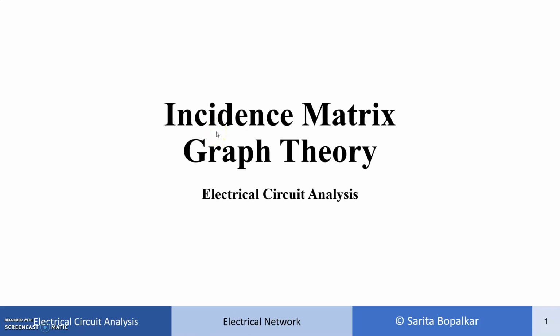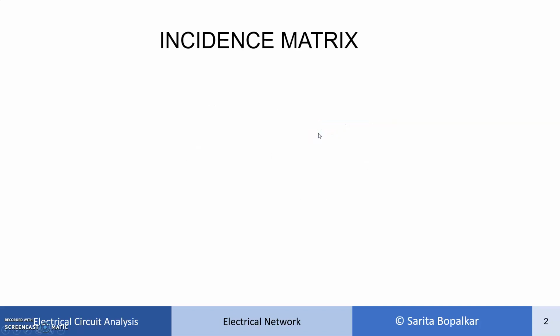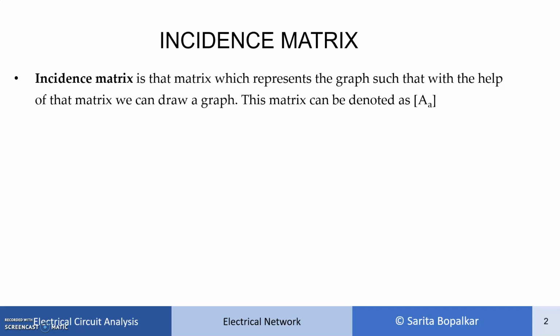Hello and welcome. In this video, we are discussing the incidence matrix, which is part of graph theory. The incidence matrix is that matrix which represents the graph such that with the help of the matrix, we can draw the graph. This matrix can be denoted as capital A. This means if only the incidence matrix is given, you should be able to draw the graph.